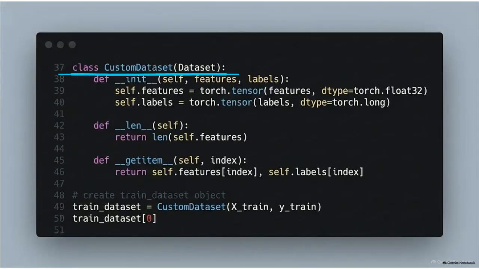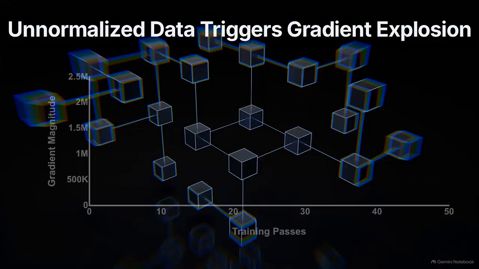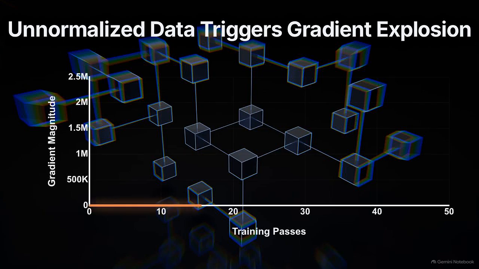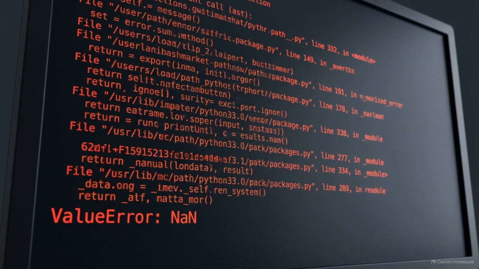Now we need to package this data for PyTorch. We do this by building a custom dataset class that converts our raw NumPy arrays into floating-point PyTorch tensors. And here is the raw tensor output for our very first training item, confirming the conversion was completely successful. If we skipped this precise normalization and tensor conversion, the network's gradients would explode almost immediately, causing the entire training process to fail on the very first pass.